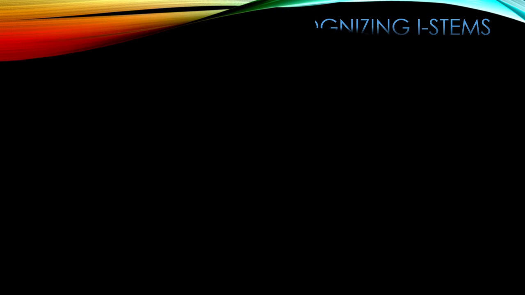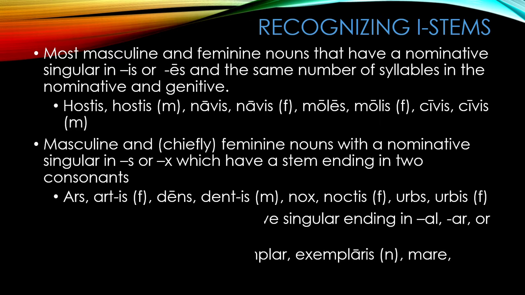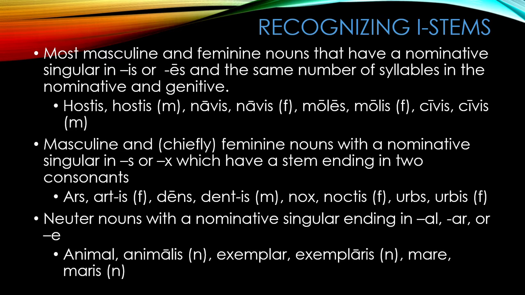There are only a few third declension nouns that are I-stem nouns. Here are a few tips for recognizing what nouns are I-stem nouns. Most masculine and feminine nouns that have a nominative ending in -is or -es and the same number of syllables in the nominative and genitive are I-stem nouns. Some examples of I-stem nouns of this type are hostis, hostis, navis, navis, moles, molis, and civis, civis.